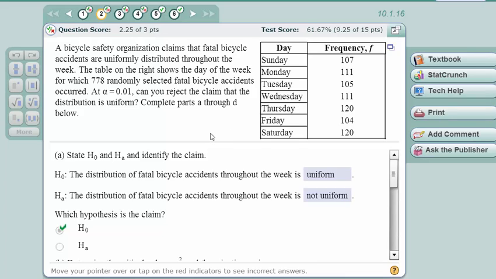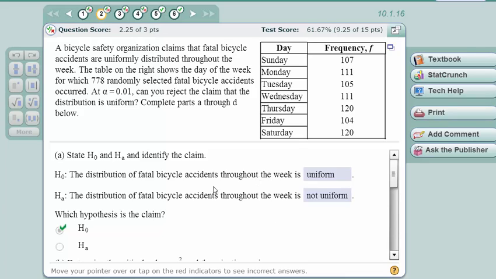This is a problem that has to do with a goodness of fit. It says that this safety organization claims fatal bicycle accidents are uniformly distributed throughout the week. However, the data they collected on 7 days, that's seven categories, seven levels, from 778 randomly selected fatal bicycle accidents gave us this data. And at an alpha of 0.01, can you reject the claim if the distribution is uniform?